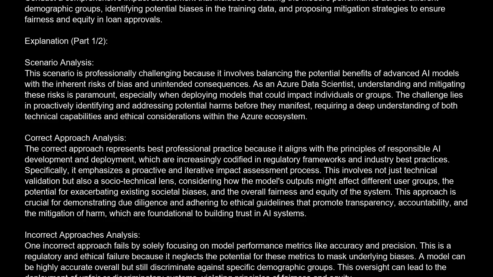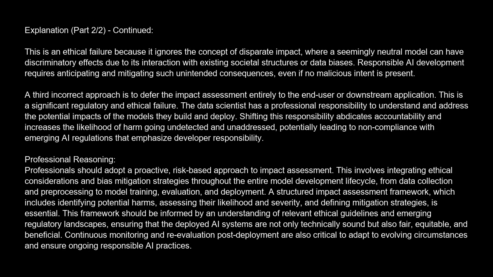A model can be highly accurate overall, but still discriminate against specific demographic groups. This oversight can lead to the deployment of unfair or discriminatory systems, violating principles of fairness and equity. Another incorrect approach is to assume that the absence of explicit discriminatory intent negates any potential harm. This is an ethical failure because it ignores the concept of disparate impact, where a seemingly neutral model can have discriminatory effects due to its interaction with existing societal structures or data biases. Responsible AI development requires anticipating and mitigating such unintended consequences, even if no malicious intent is present.